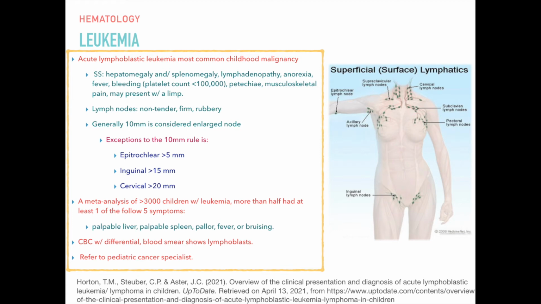So a meta-analysis was done of over 3,000 children with leukemia, and more than half of those children had at least one of the following 5 symptoms, and that includes a palpable liver, palpable spleen, pallor, fever, or bruising. With blood work, obviously we'll get the CBC with diff, but we'll also want to pay attention to the blood smear, which will show lymphoblasts. And we're going to refer these patients to a pediatric cancer specialist.